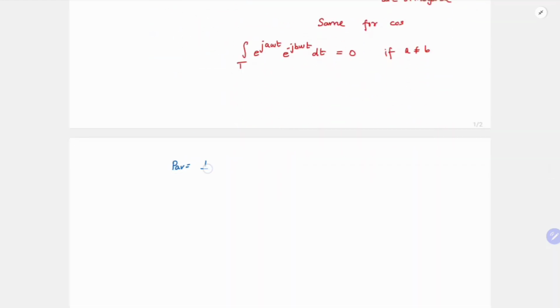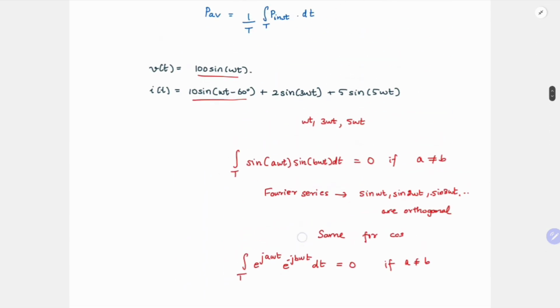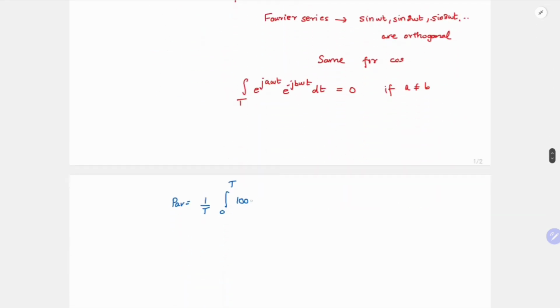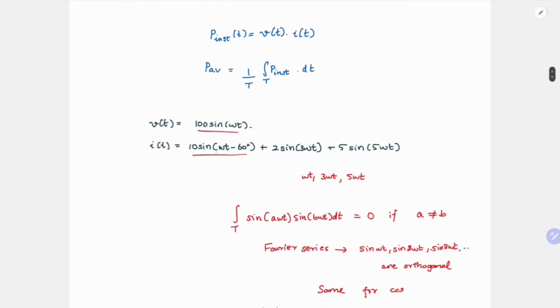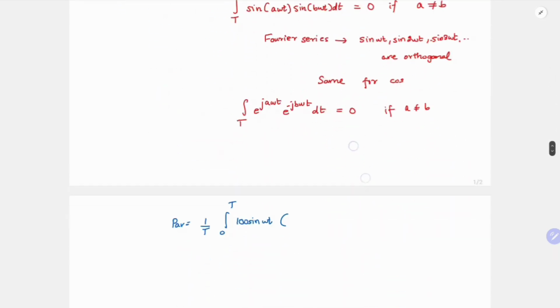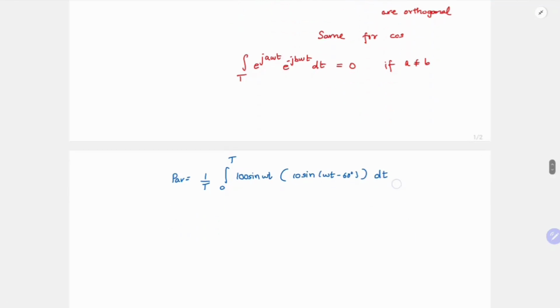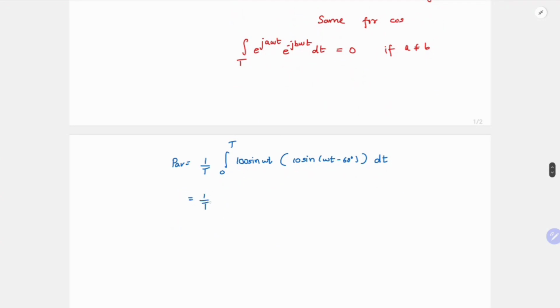P average is 1 over T integral 0 to T V of t. V of t is 100 sine omega t into I of t. I of t, I said only term of interest is this one, so it is 10 sine omega t minus 60 degree into dt. So this is nothing but 1 over T integral 0 to T 1000 sine omega t into sine of omega t minus 60 degree into dt.